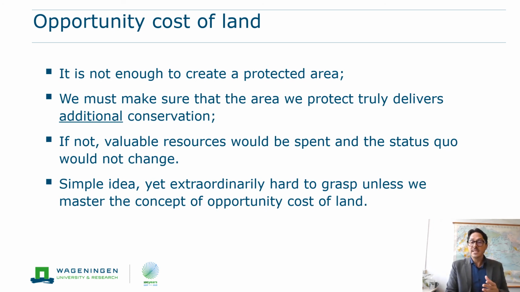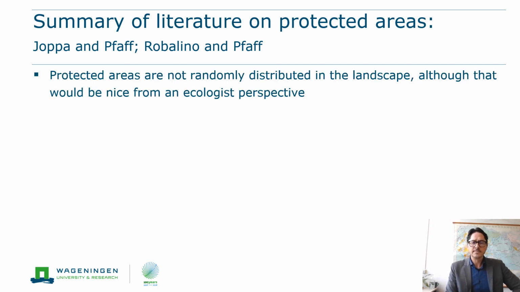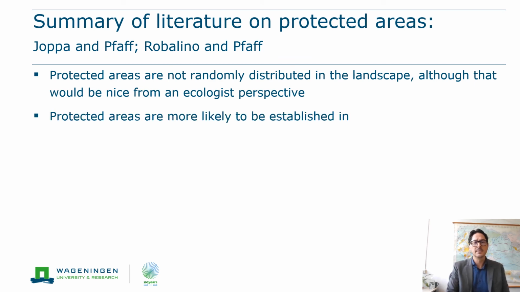Now, I know that this is a simple idea, yet it's extraordinarily hard to understand unless we master the concept of opportunity cost of land. Now, a few colleagues studied this problem before, and I give you here Joppa and Pfaff, and Rovalino and Pfaff as two examples. And they find that, sure, protected areas are not randomly distributed in the landscape, although that would be nice from an ecological perspective, because then you would basically protect different parts of a given landscape.